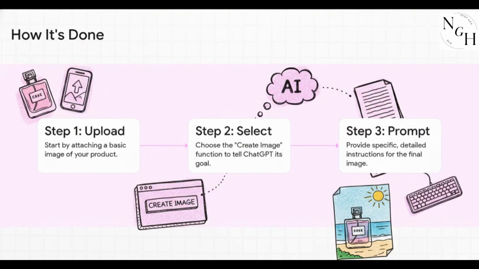Okay, first up, you just upload a photo of your product. It doesn't even have to be perfect, just a basic shot. Next, you tell ChatGPT what its mission is by selecting the Create Image task. And finally, and this is the most crucial part, you write a really detailed prompt to guide the AI.